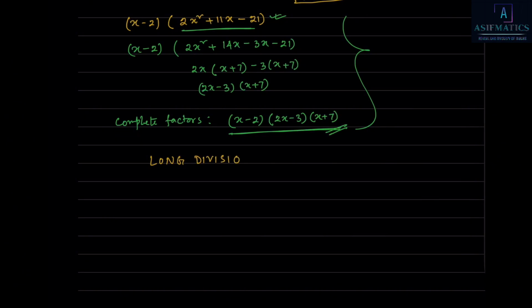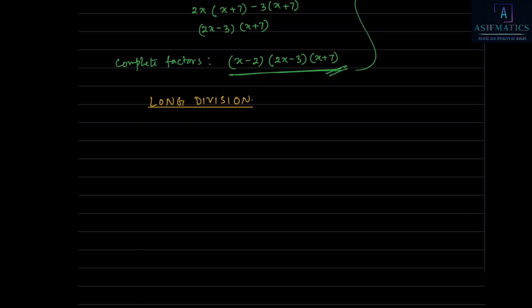So long division, we already know how to do that. So we will write our factor first, x minus 2, and then we will write the polynomial, which is 2x cube plus 7x square minus 43x plus 42.